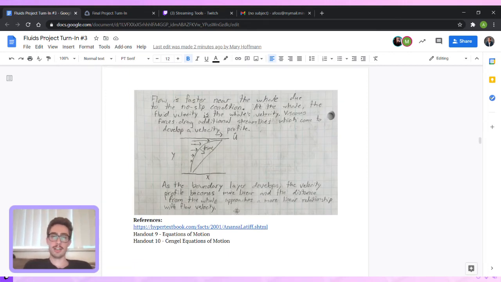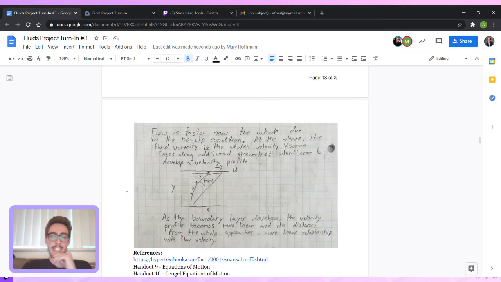The question was asked, why is the flow faster near the whale, and explain the development of the velocity profile. So the flow is faster at the whale due to the no slip condition, and this makes it so the fluid at the whale is the speed of the whale, and this drags additional streamlines to develop a velocity profile over time. As the boundary layer develops, the velocity profile will become more linear.